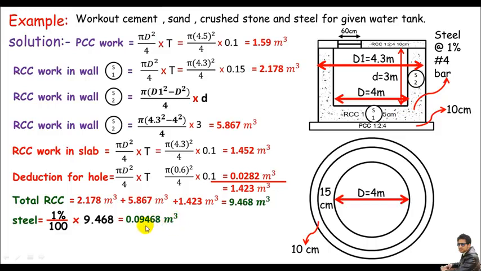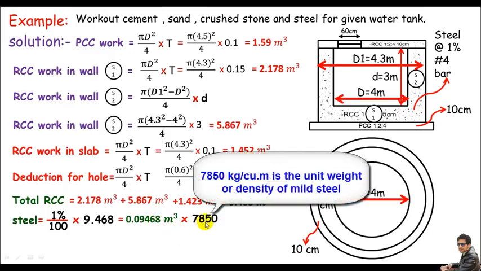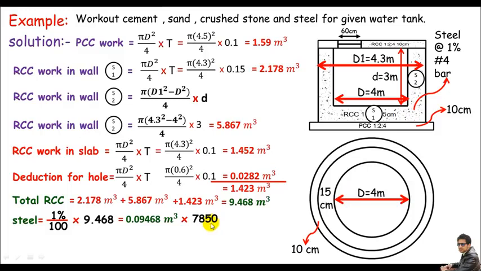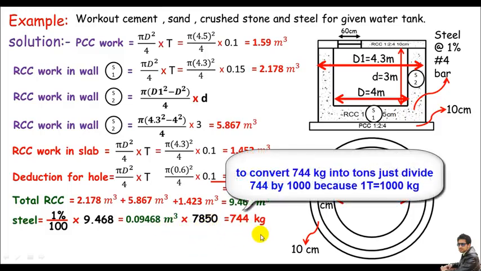And the steel is just in volume, right? I don't need this in volume. I'll convert this into kg, right, by multiplying by 7850, which is the unit weight of mild steel bar, right? And this is of course 7850 kg per cubic meter, right? So you can get of course 744 kg steel over here for this water tank.